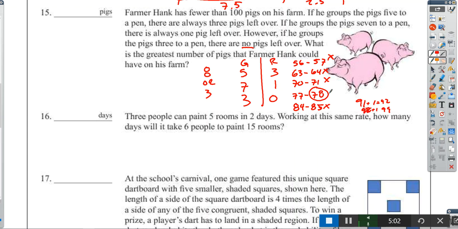3 people can paint 5 rooms in 2 days. Working at this rate, how many days will it take 6 people to paint 15 rooms? All right, so 5 rooms.